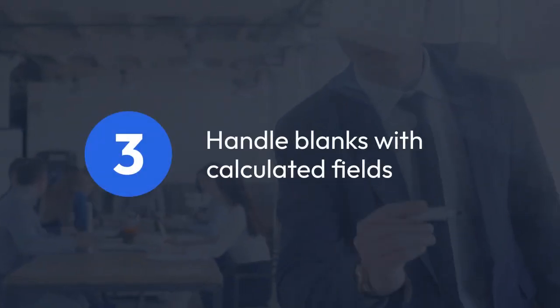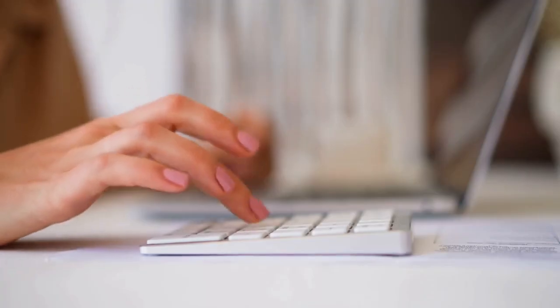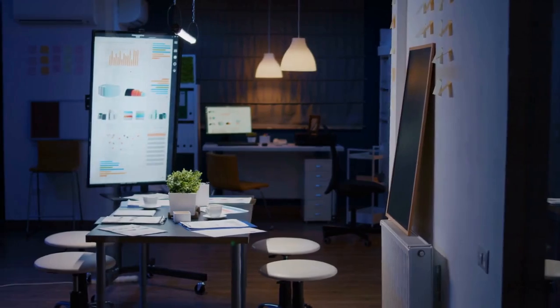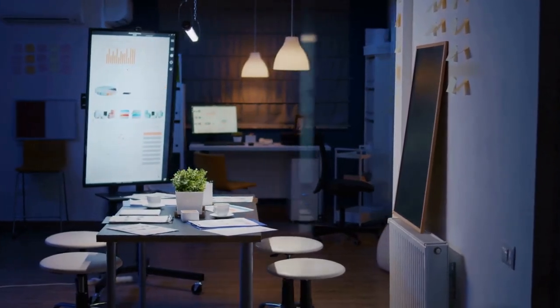3. Handle blanks with calculated fields. If you need more control, or if the blanks represent something specific, like not applicable, you can use a calculated field. In the PivotTable Analyze or Options tab, depending on your Excel version, look for an option to add a calculated field. Within this, you'll create a formula that handles those blank cells.